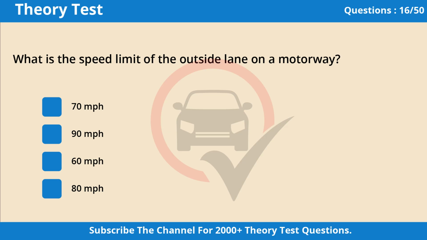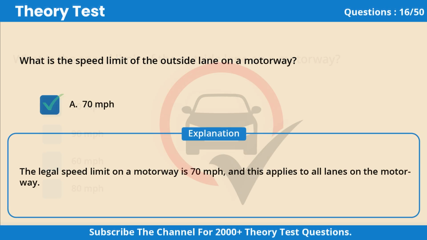Question 16. What is the speed limit of the outside lane on a motorway? A. 70 miles per hour. The legal speed limit on a motorway is 70 miles per hour, and this applies to all lanes on the motorway.